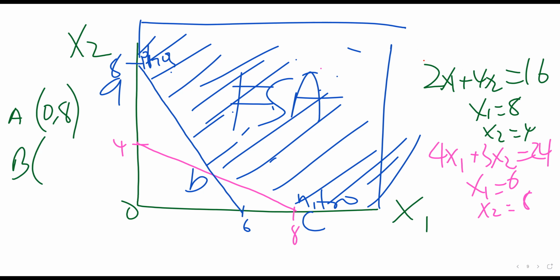B. What are the coordinates of B? Of course, that one you need to find simultaneously, isn't it? So let's go to C. What are the coordinates of C? Let's get the easier ones down first.